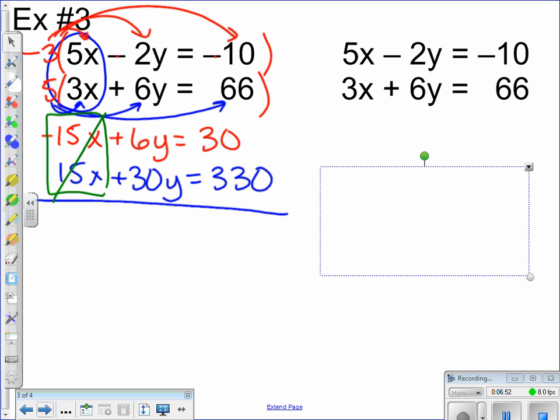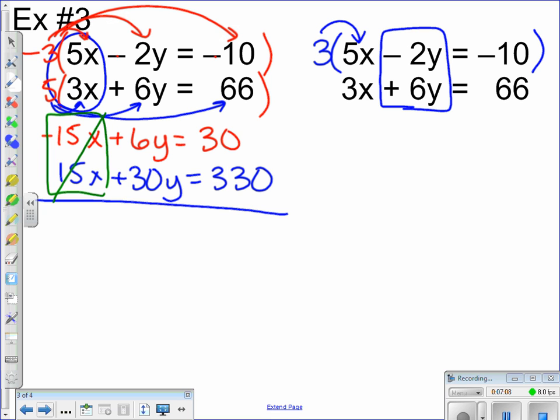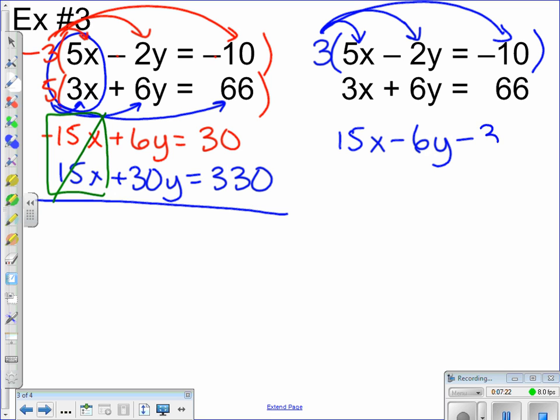All right, instead, look at the y's. All it takes is multiplying the top row by 3, and then the y's would be the same. So 3 times 5 is 15x. 3 times 2 times negative 2y makes negative 6y. And 3 times negative 10 makes negative 30. You see, I only had to multiply one of the equations to cancel out the y's.